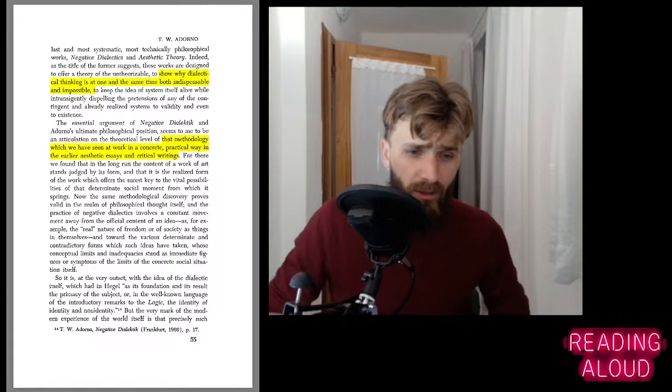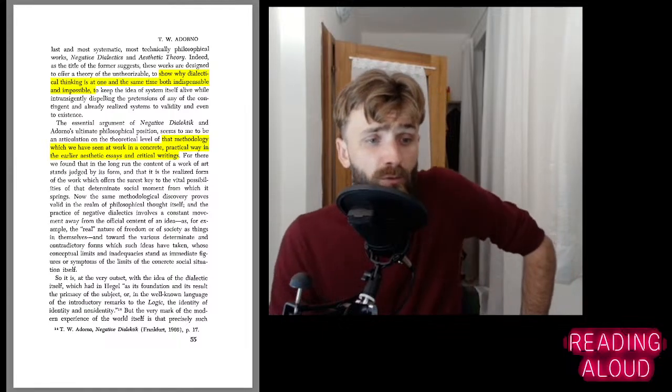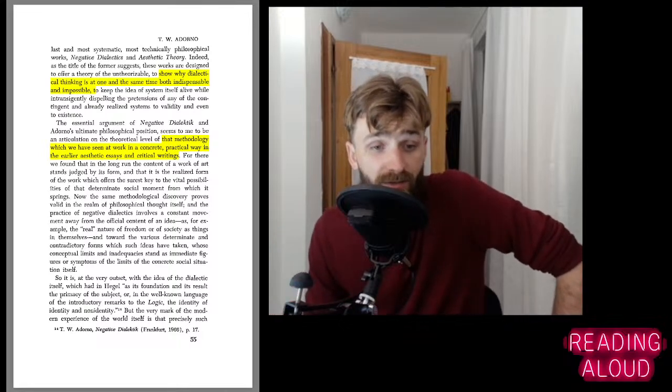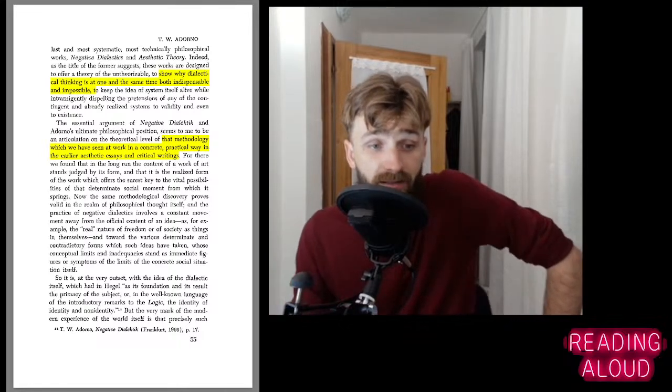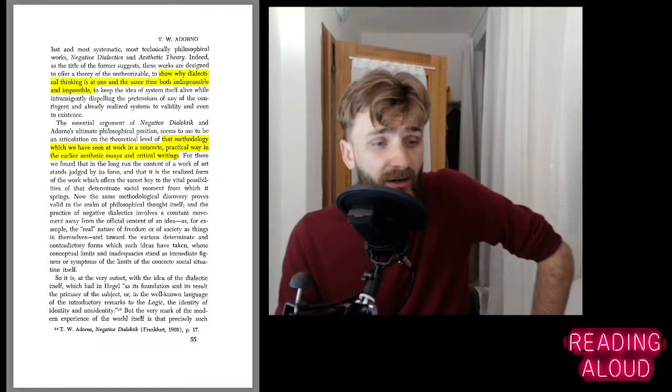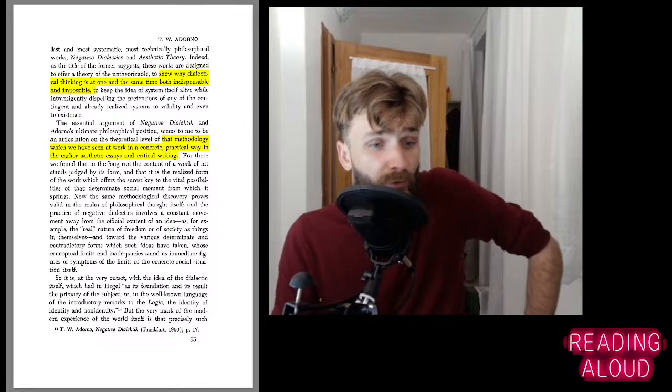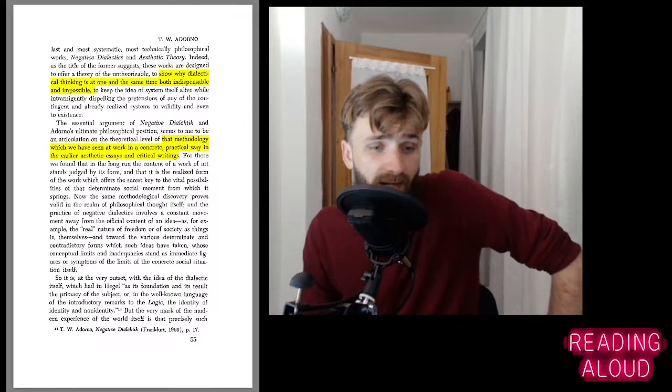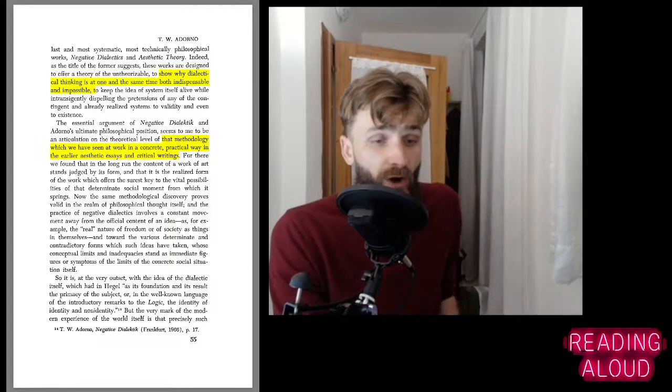Now, the same methodological discovery proves valid in the realm of philosophical thought itself, and the practice of negative dialectics involves a constant movement away from the official content of an idea, as for example, the real nature of freedom or of society as things in themselves, and toward the various determinate and contradictory forms which such ideas have taken, whose conceptual limits and inadequacies stand as immediate figures or symptoms of the limits of the concrete social situation itself.